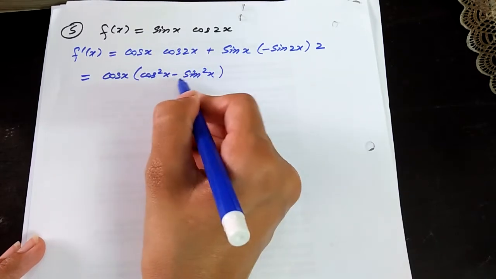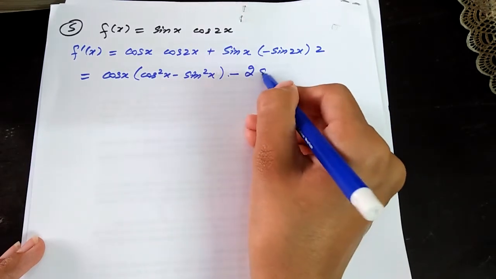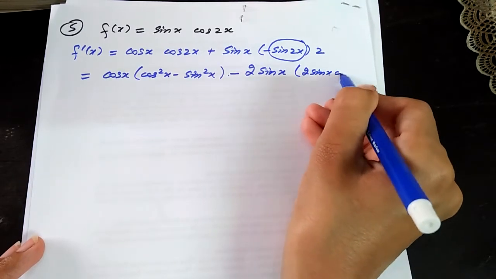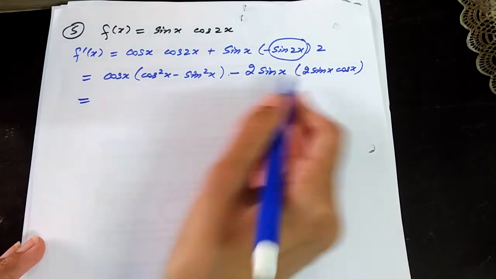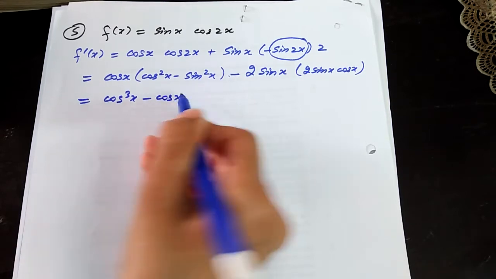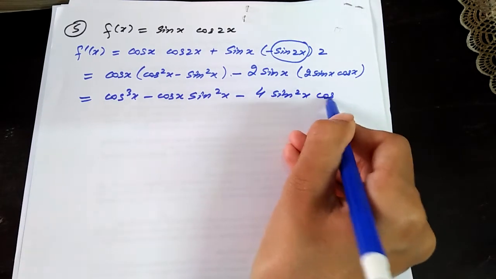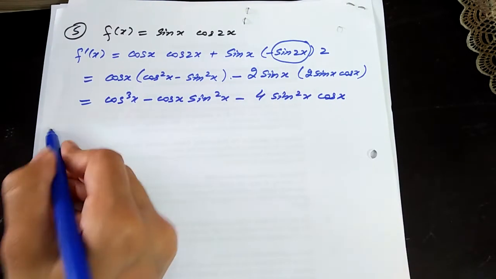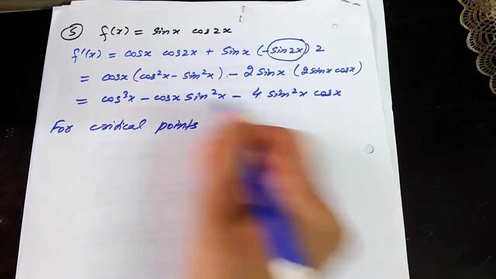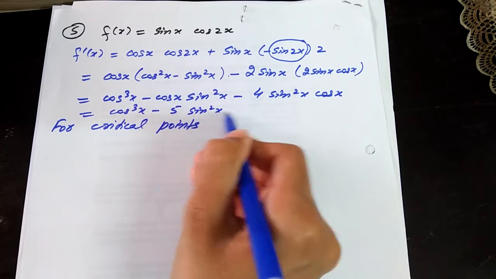I have used this identity here. Now this thing will be minus, outside, 2 sine of x. Now sine 2x has the identity 2 sine of x cos of x. So opening the terms, we'll get here cos cube of x minus cos of x sine square of x minus 4 sine square of x cos of x. Now for critical points, this can be further simplified as cos cube of x minus 5 sine square of x cos of x.